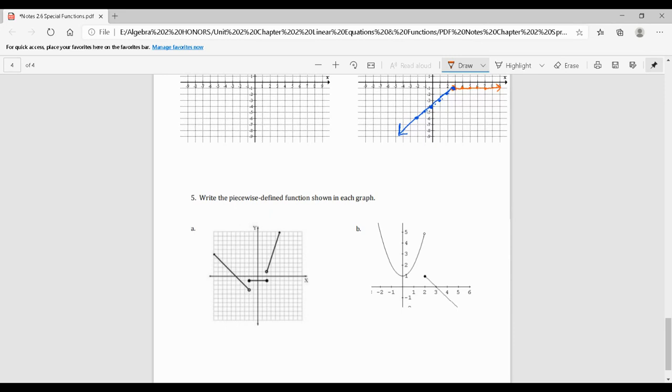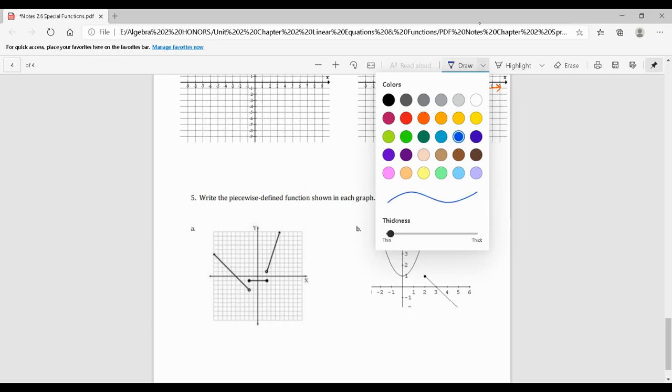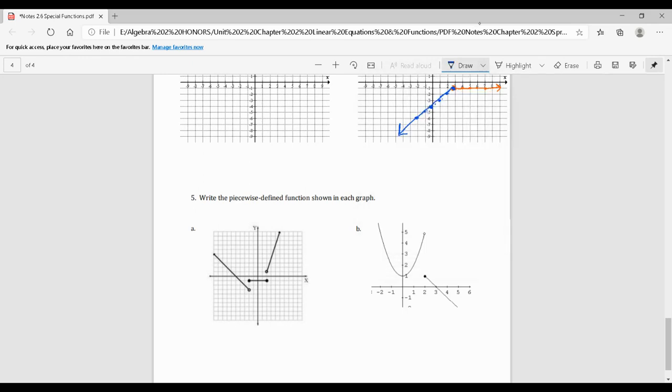Okay, and for number 5, I'll do one of these examples with you and you can do the other one. So for number 5, why don't I do B and you do A? So for B, we have 2 pieces. So I'm going to have 2 pieces of my function. The first is a parabola. So remember, our parabola's parent function is x squared. But what's happening to this parabola? It is going to move up 1, we can see.